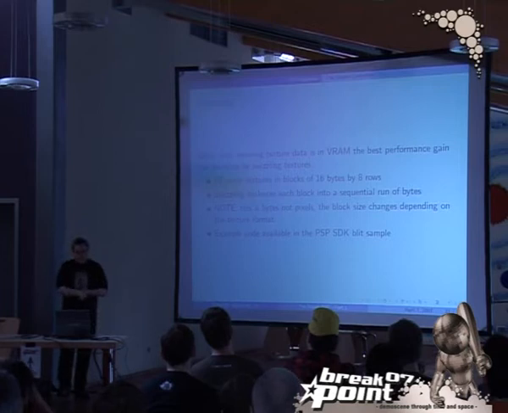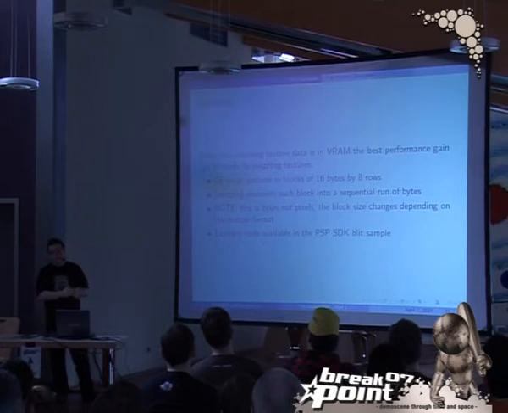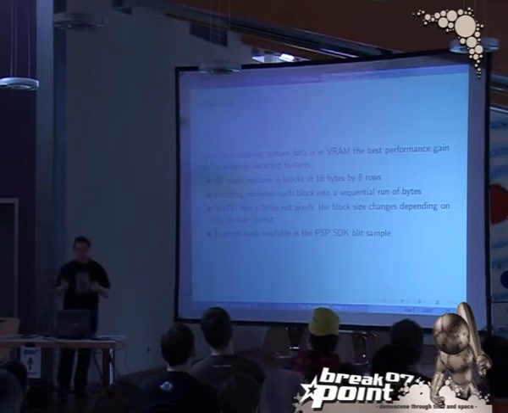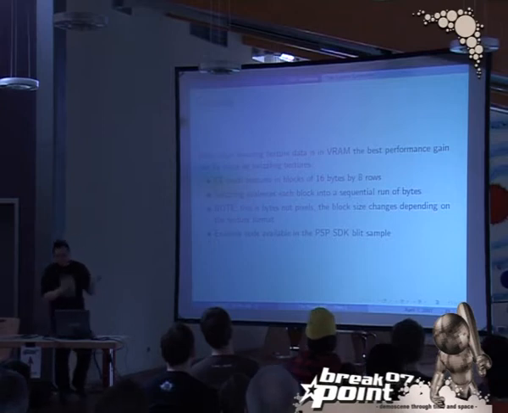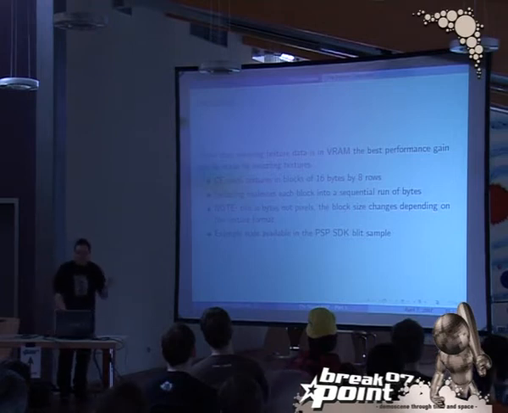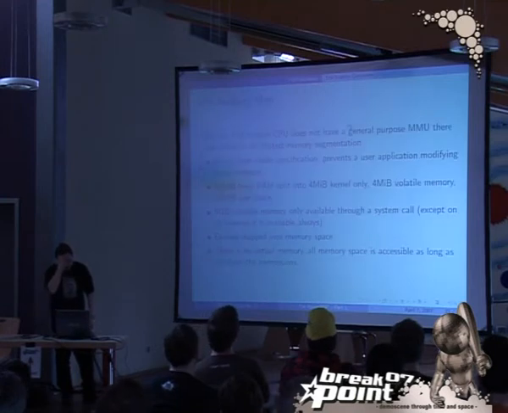So if you do the process of swizzling your textures, it allows you to get considerably higher performance when displaying textures in your application. The swizzling is based on blocks of 16 bytes by 8 rows, so if you pack your textures into these blocks, it can read them sequentially, and you'll get considerably better performance. There is example code in the SDK for this, so I'm not going to go into much more detail, but it shows quite how much of a difference the swizzling can actually make to your performance.